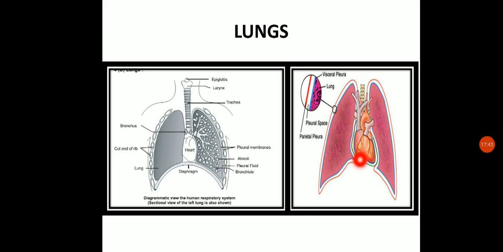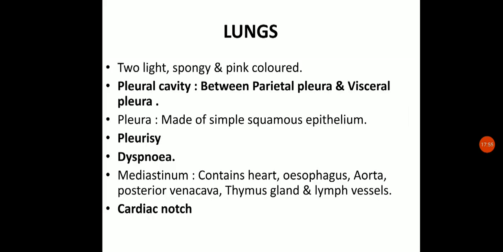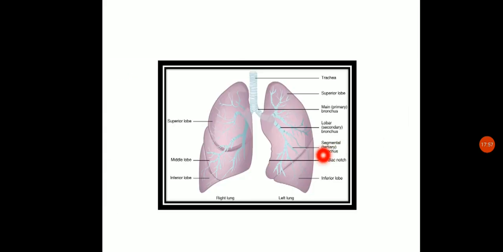Now when we compare the right and left lungs, the right lung is comparatively bigger than the left one. Why? Because the left lung has a specifically curved area, a notch-like structure called the cardiac notch.